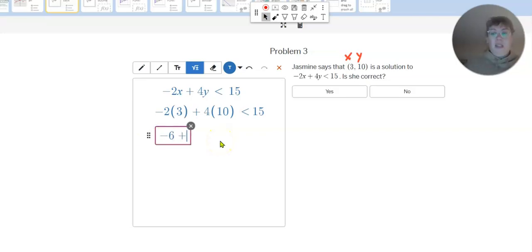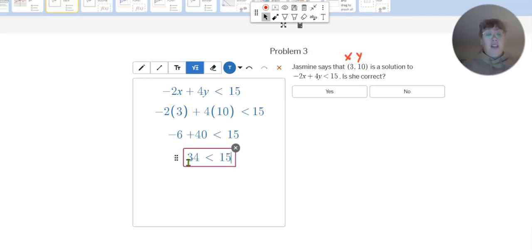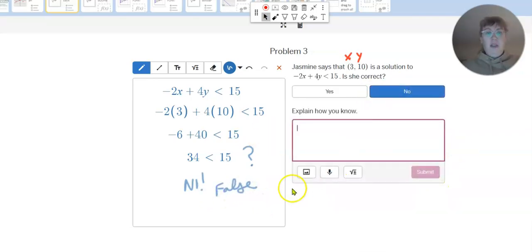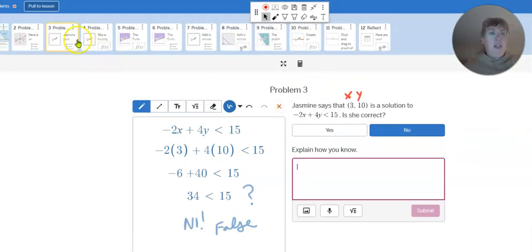Negative 2 times 3 is negative 6, and 4 times 10 is 40. Negative 6 plus 40 is 34. And is that less than 15? No. This is false. So we're going to click no, and we can either show it, you can write work shown on whiteboard, or you can explain how you know in this box here. And when you're all set, push ahead to the next slide.